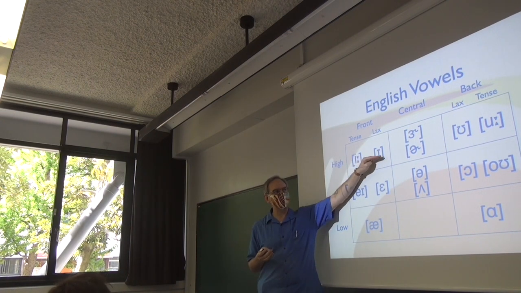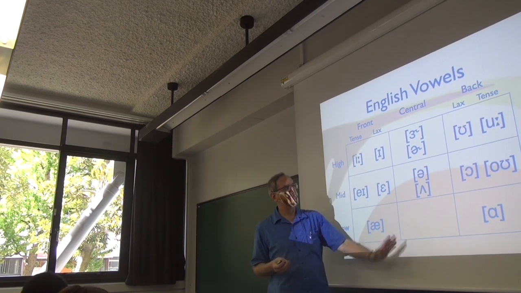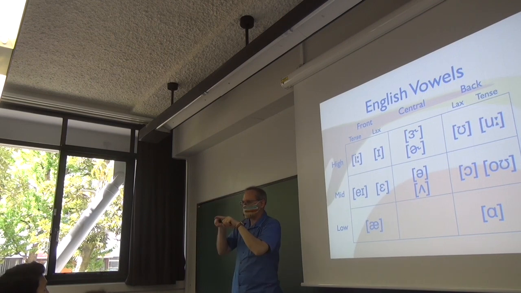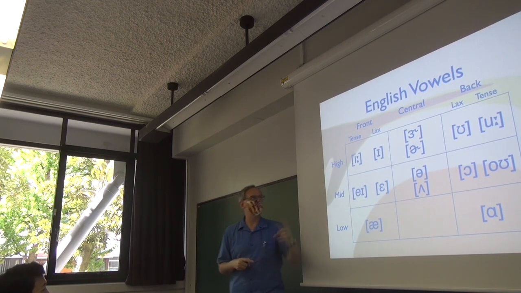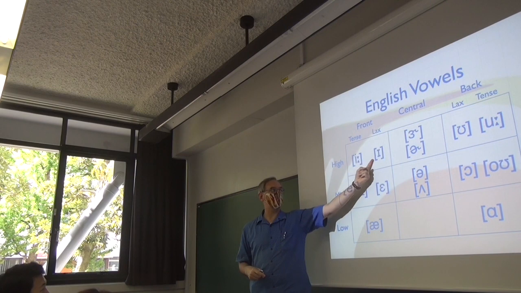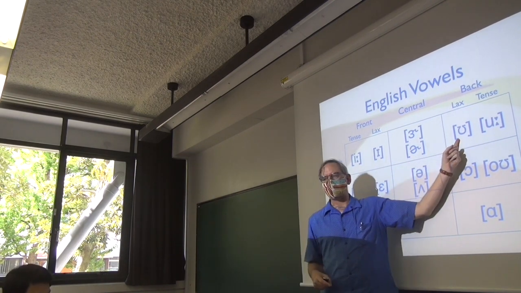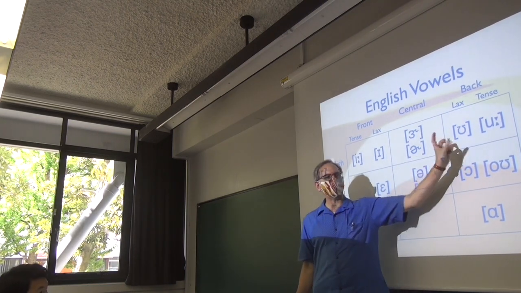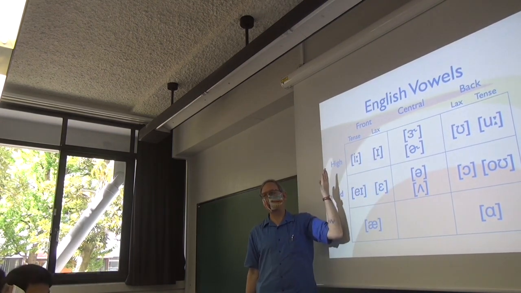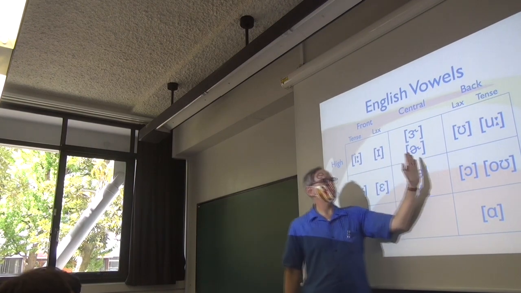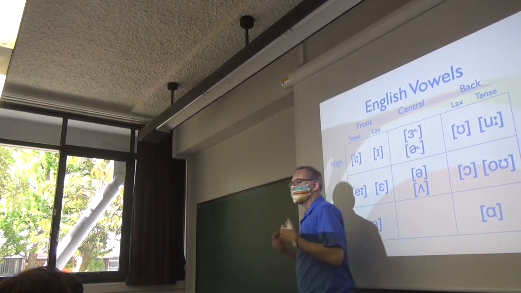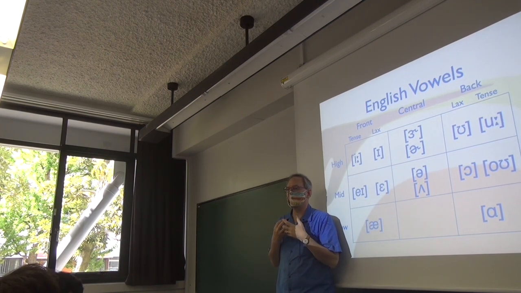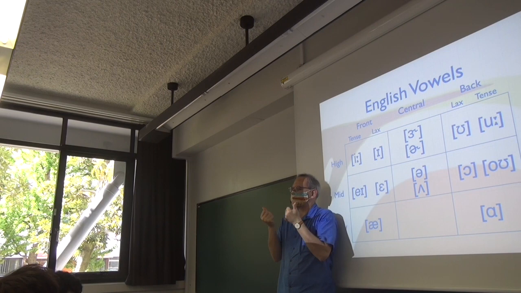The high vowels, the low vowels, the back vowels, the front vowels. And inside each cell in the table, one of them is tense and one of them is lax. Now the reason I have switched the order and put tense on the outside is because when you tighten the muscles of the tongue and throat, it makes the movement stronger.